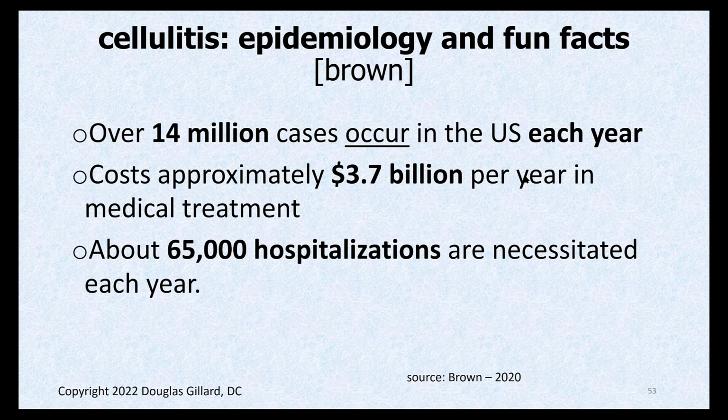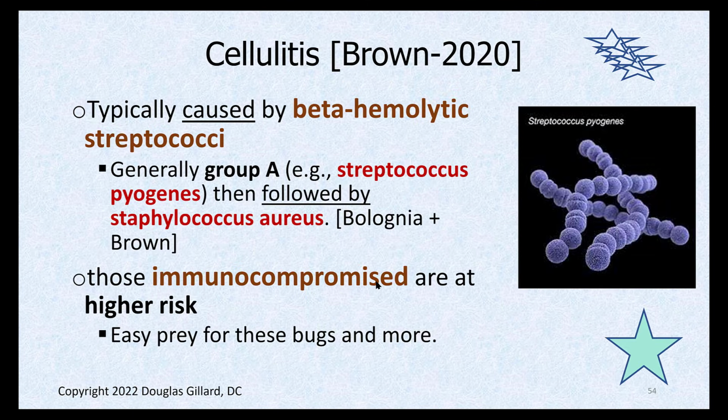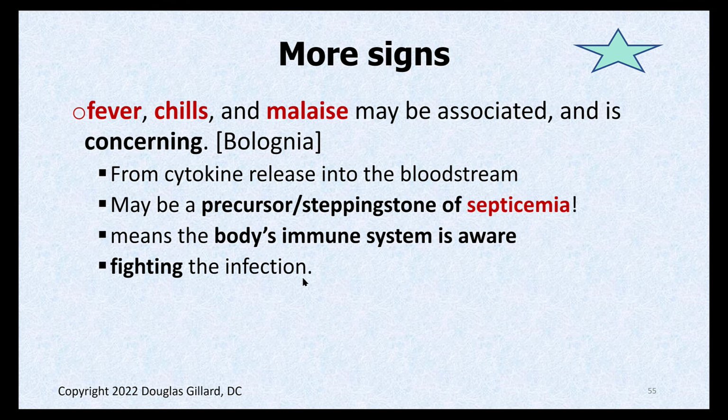Okay, 14 million cases occur each year, $3.7 billion in medical treatment. About 65,000 hospitalizations are necessary each year. And the number one bug of cellulitis is a beta hemolytic streptococci like Streptococcus pyogenes, which looks like these little grape beads here. Or Staph aureus can also do it. That's the number two most common. Immunocompromised people are at high risk. We'll look at a list of risks here in a minute.